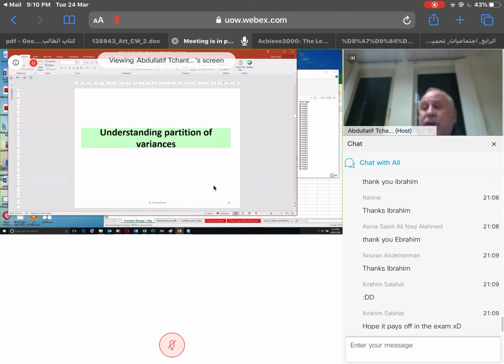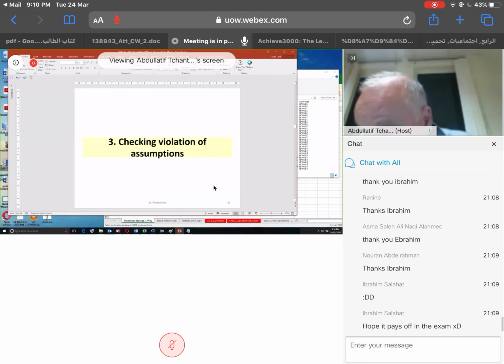Understanding partition of the variance, I will come back later to it. And then let's check the violations. Are you all following me? This will take me 10, 15 minutes, checking violations of assumptions. Every analysis technique has limitations, just like research work. Every research work has limitations. When I say limitations, that means assumptions.